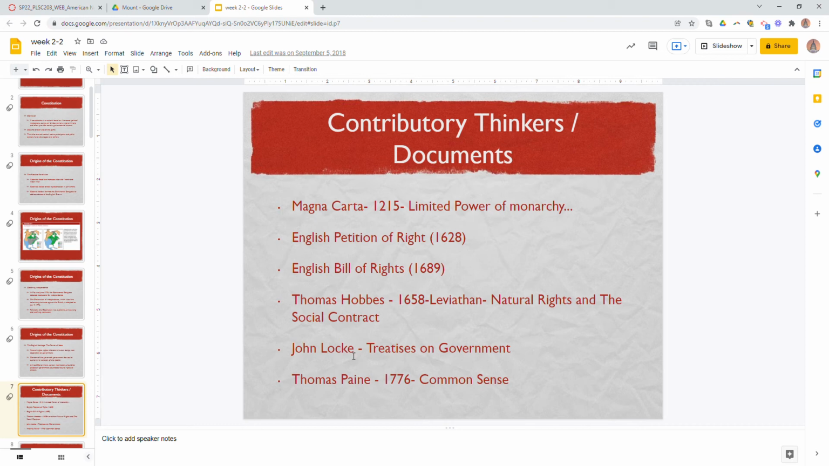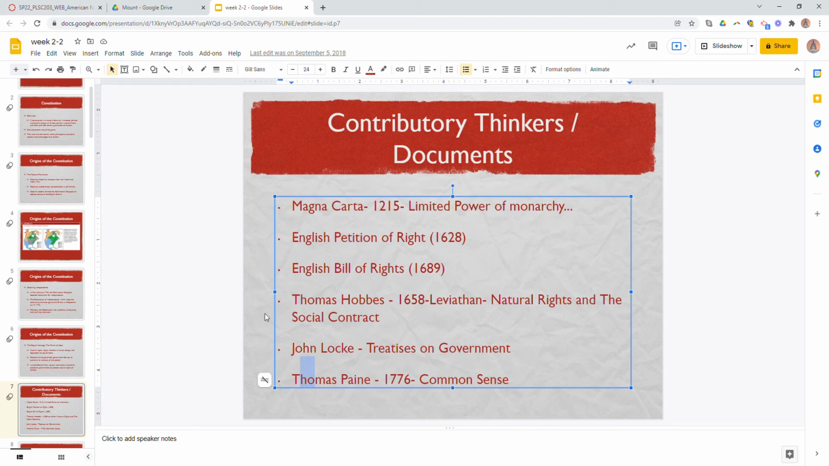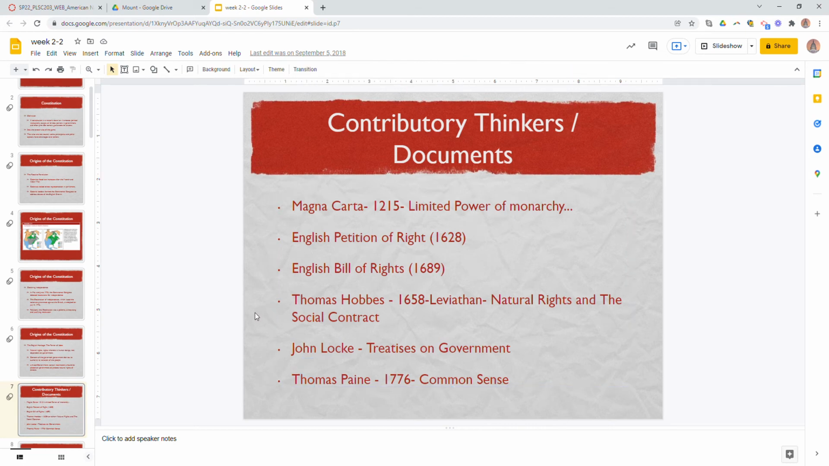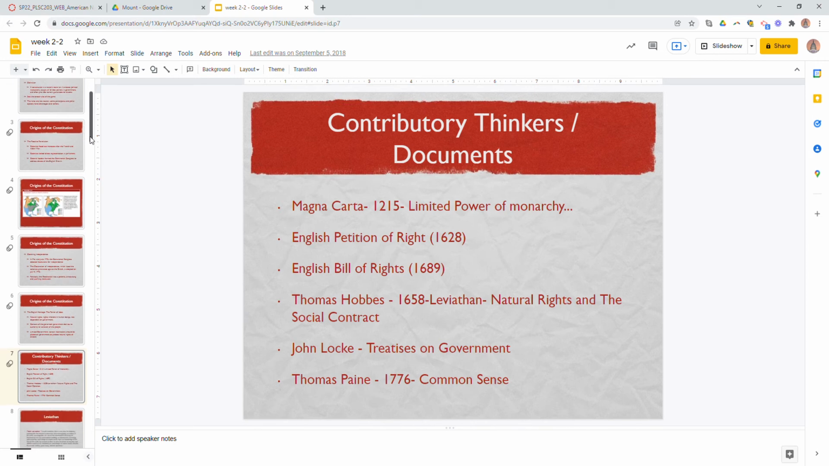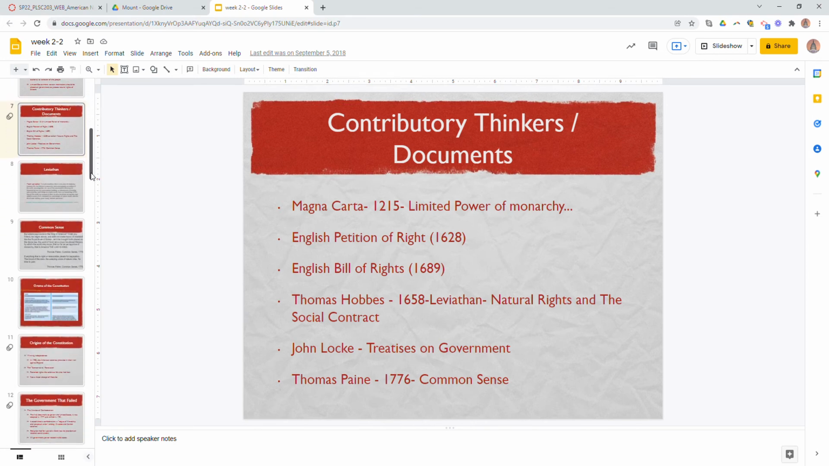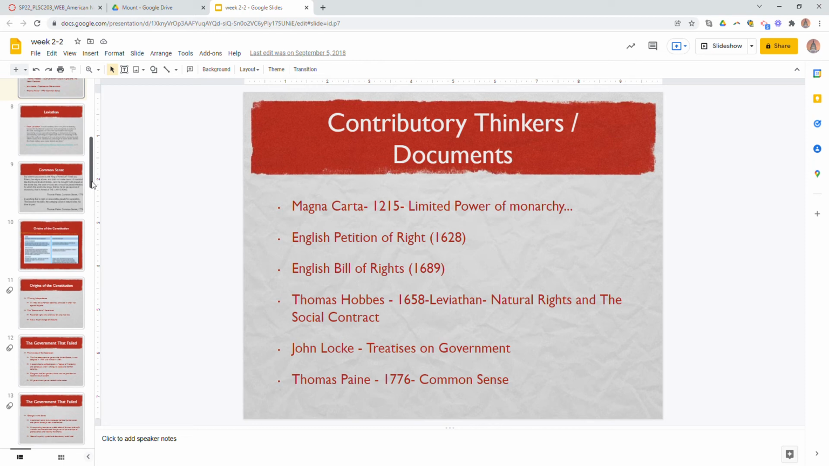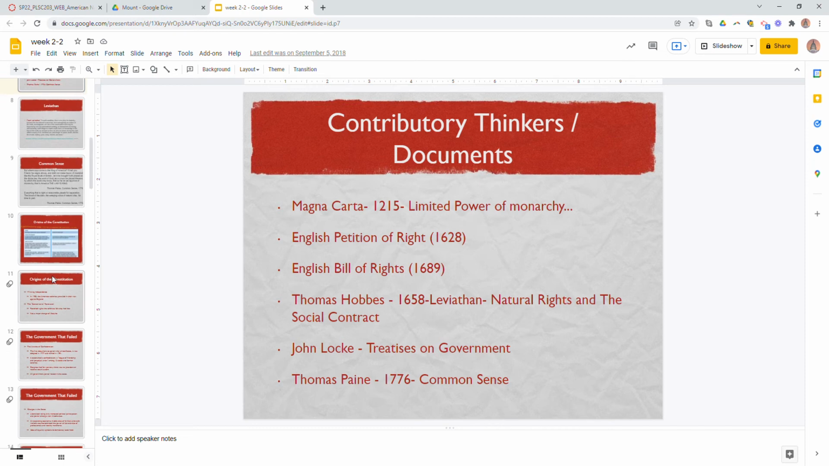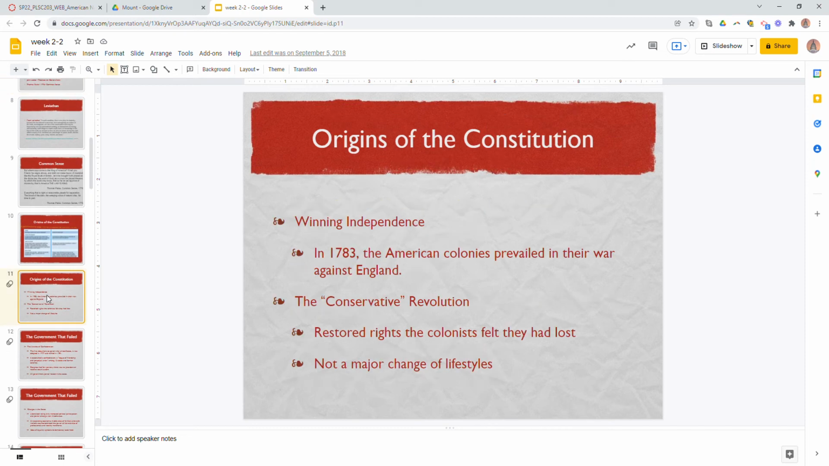Okay. And Thomas Paine, this is an American colonist. He writes a pamphlet in 1776 known as Common Sense, and it's his idea that a monarchy can never protect your liberty, that the only way to do it is through a republic, where we elect representatives. Okay, I'm going to skip ahead to slide 11 here.